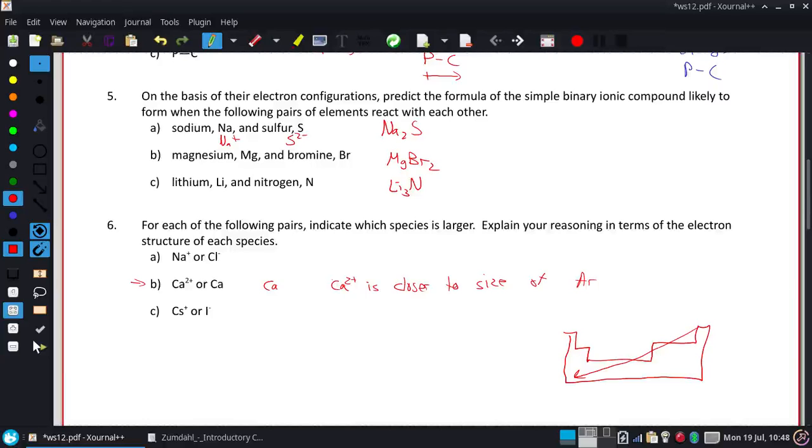All right, now on the sodium and chlorine, the sodium ion would actually make that closer to neon in size, whereas the chlorine one is closer to argon. So we're going with chlorine negative because it is closely related to a larger noble gas.